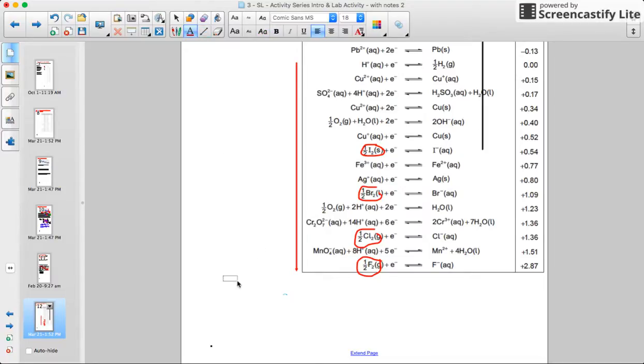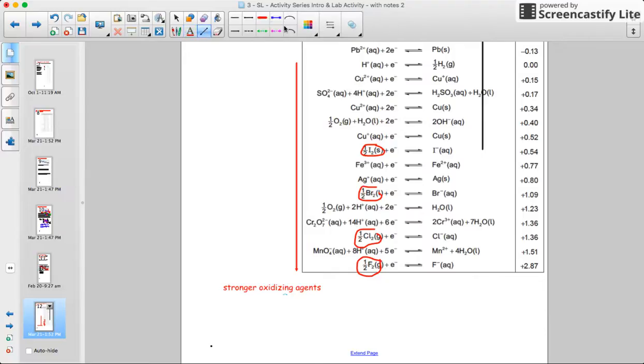As we go down, we're getting stronger oxidizing agents. So fluorine, the most electronegative element, is the most powerful oxidizing agent possible. Okay, chlorine of the halogens is second, then bromine and iodine. So as their electronegativity increases, they become more powerful oxidizing agents. They are better at removing electrons from other things.